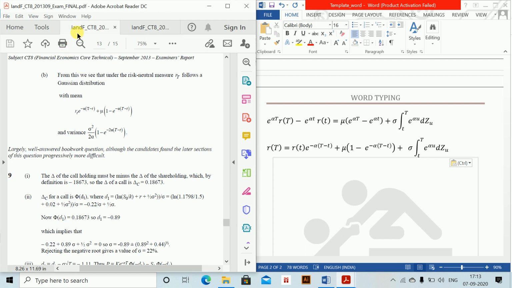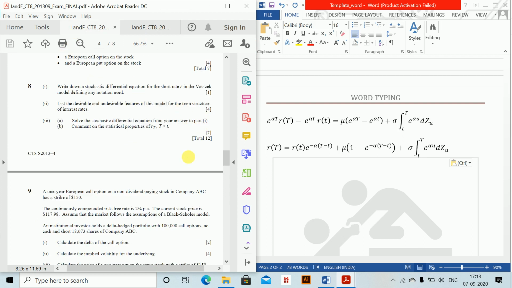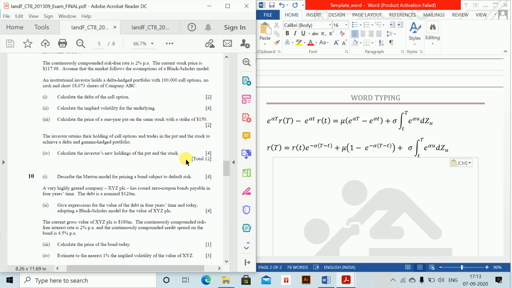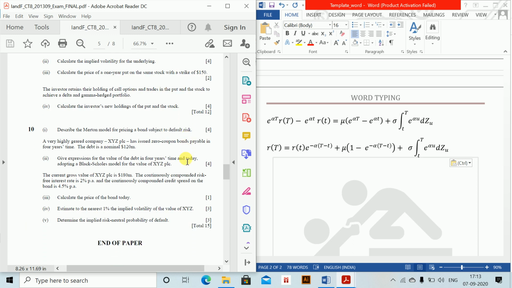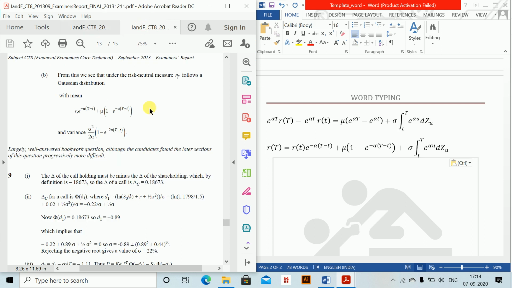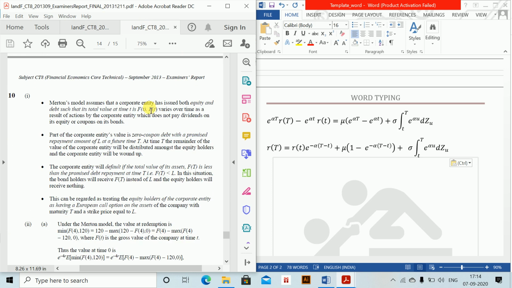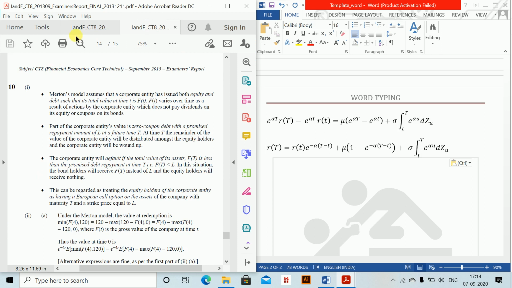Now next is question number 10, which we'll do. Describe the model for pricing a bond subject to default risk. Again, this is a description question, describe a model, which is again a theory question, what the model assumes and all this.